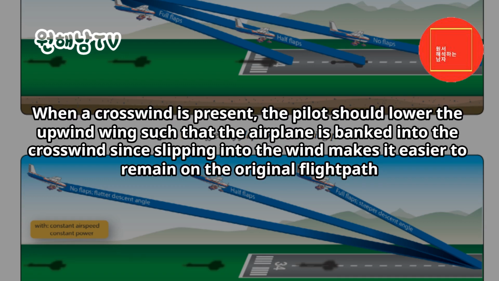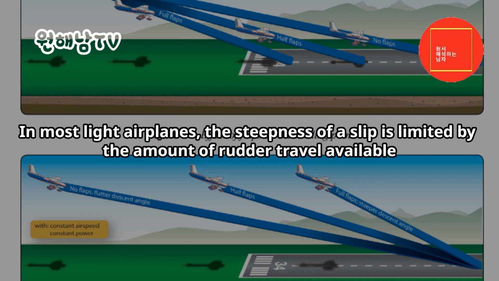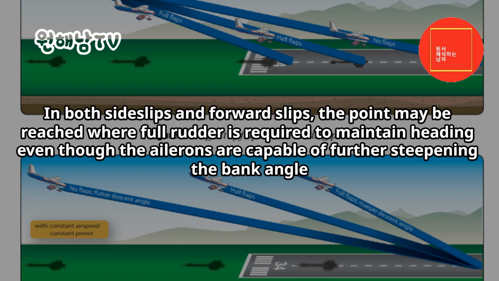When a crosswind is present, the pilot should lower the upwind wing such that the airplane is banked into the crosswind, since slipping into the wind makes it easier to remain on the original flight path. In most light airplanes, the steepness of a slip is limited by the amount of rudder travel available. In both side slips and forward slips, the point may be reached where full rudder is required to maintain heading, even though the ailerons are capable of further steepening the bank angle.